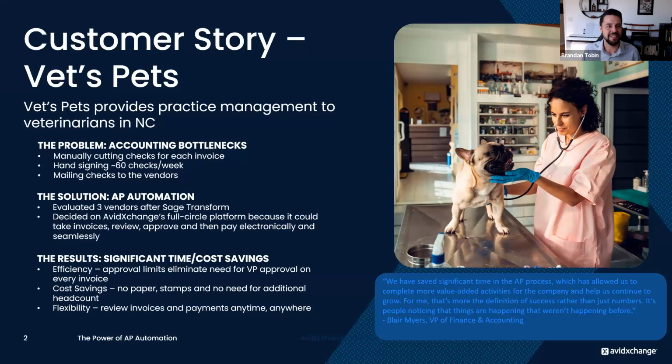And so I love this story about Vets Pets. They're in North Carolina, just as we are. We're headquartered in Charlotte, North Carolina. Their big problem was a lot of bottlenecks around accounting. They were manually cutting checks for every invoice and hand signing a ton of checks, mailing the checks to vendors.